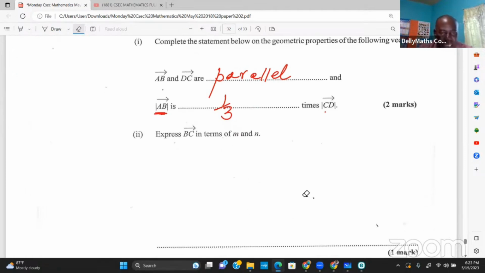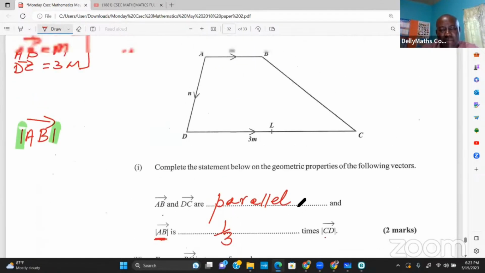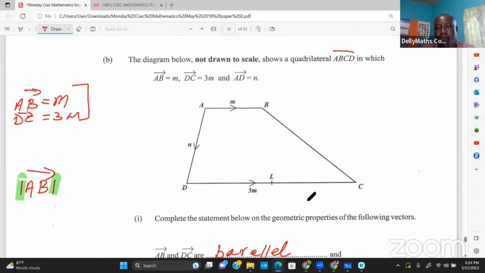Now the next question says, express BC in terms of M. So let us take a look, BC. We want to express BC in terms of M. So we want to travel here.